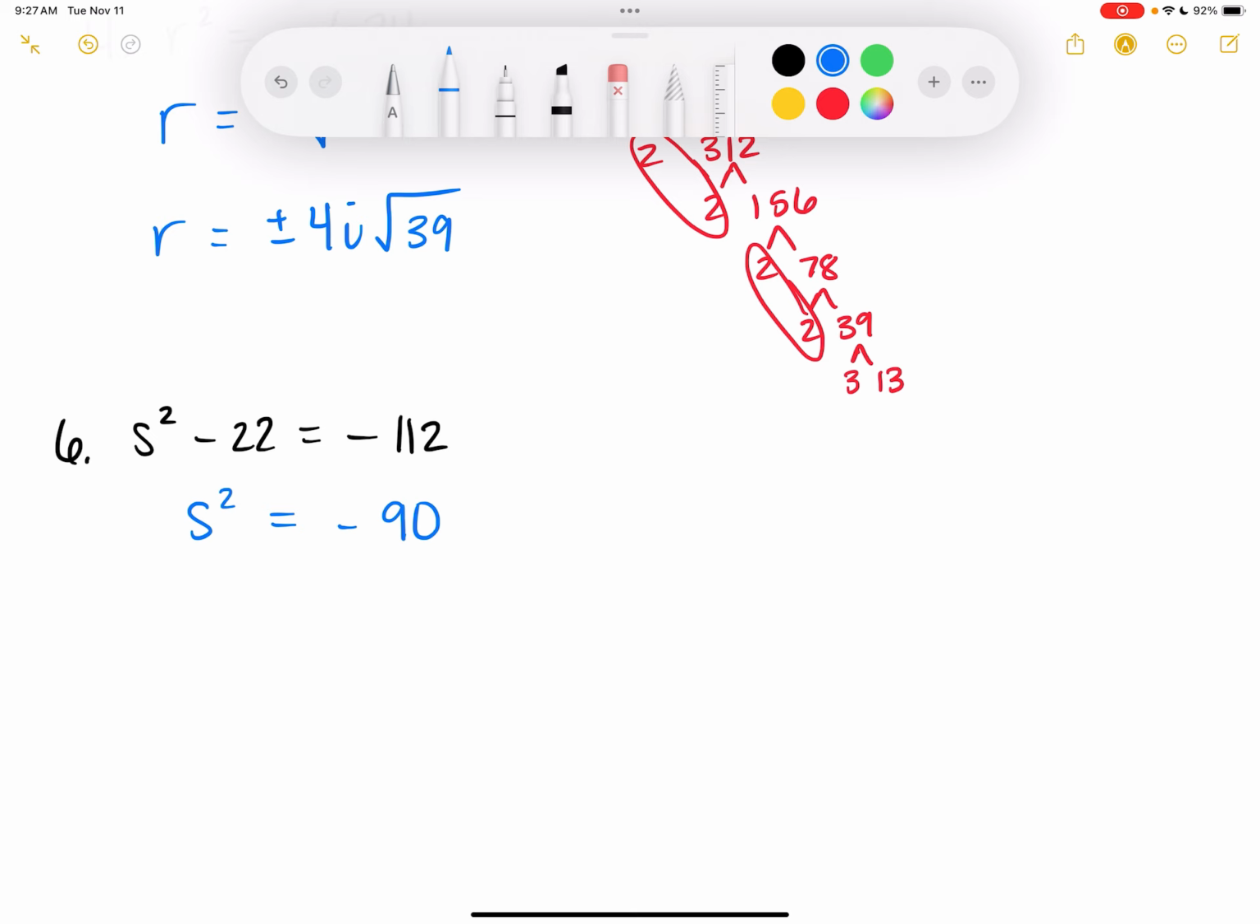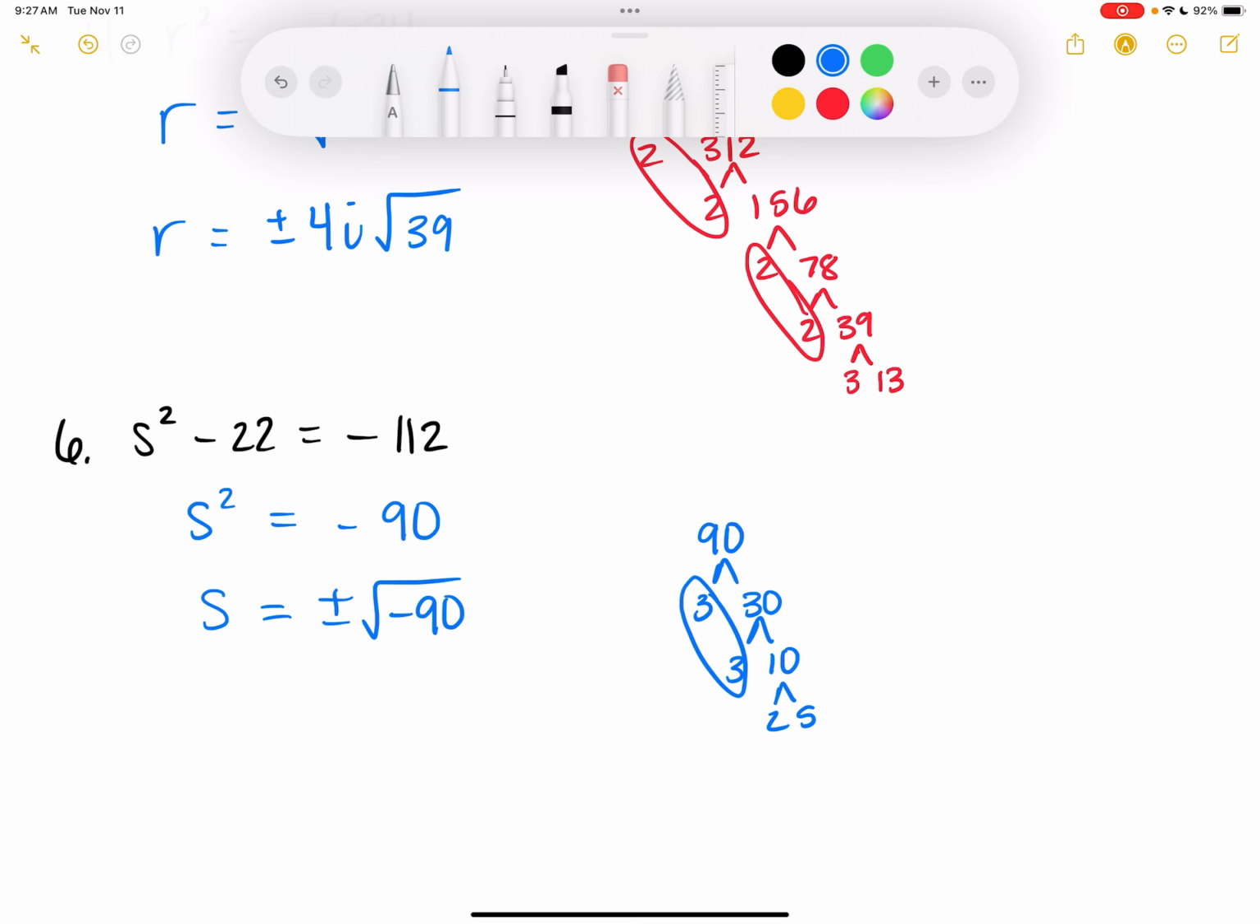Find the square root. So s is equal to plus or minus the square root of negative 90. So break down 90. What does that break into? 3 and 30. Let's do that instead of 2 this time. Now 30 is 3 and 10. So I can take out a 3, and I'm going to be left with 10 inside.